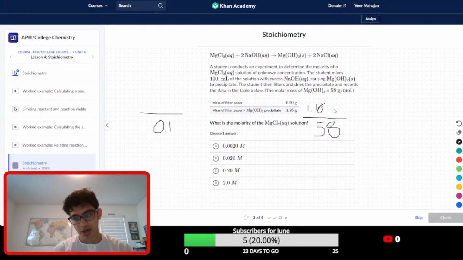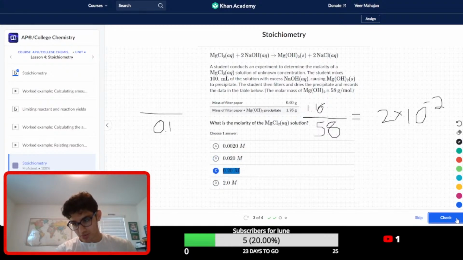If you multiply this by 100, then it becomes 2. So it's 2 times 10 to the negative 2, divided by 0.1, which means I'm multiplying it by 10. So it's 2 times 10 to the negative 1, so 0.2.